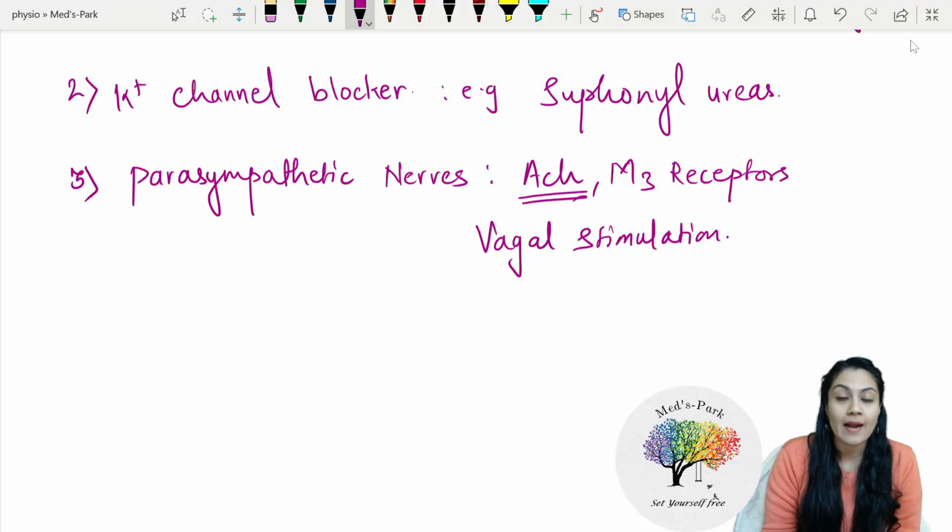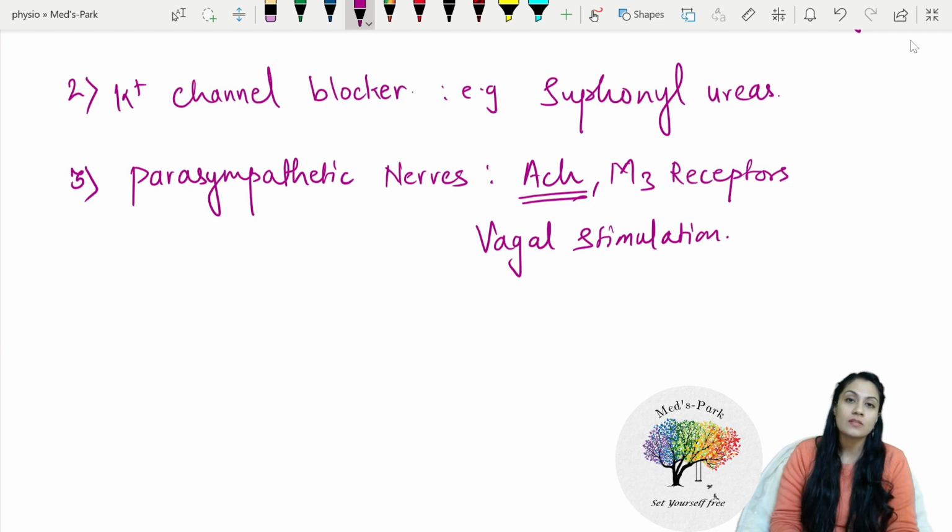Remember, rest and digest system. For digestion of the glucose and everything, what do we require? We require insulin, and that's why the parasympathetic system helps in digestion by secreting insulin. So that also helps in the insulin release.